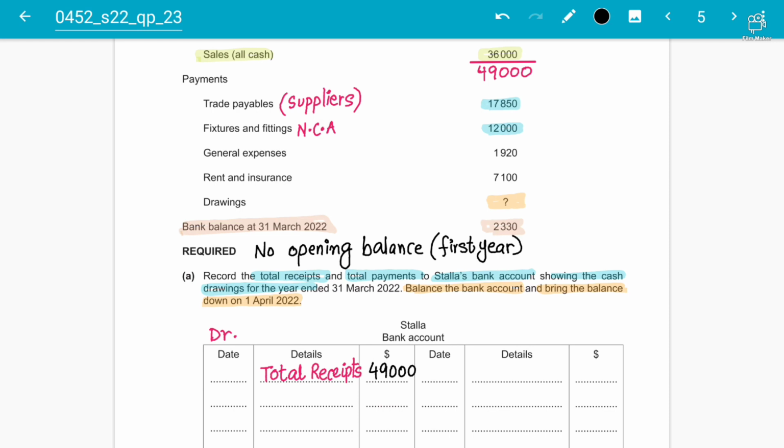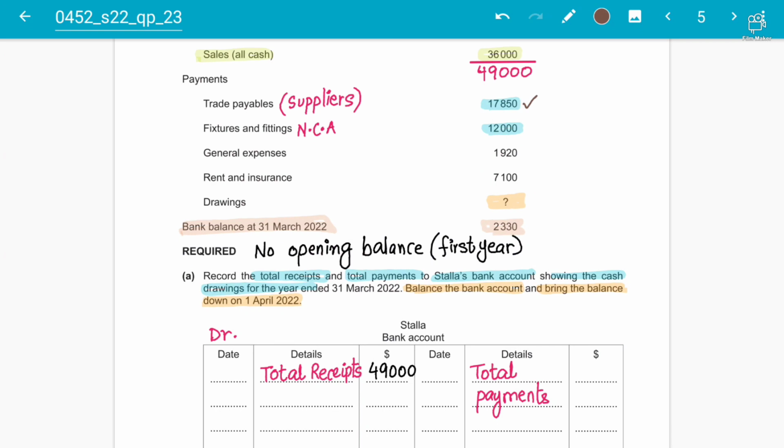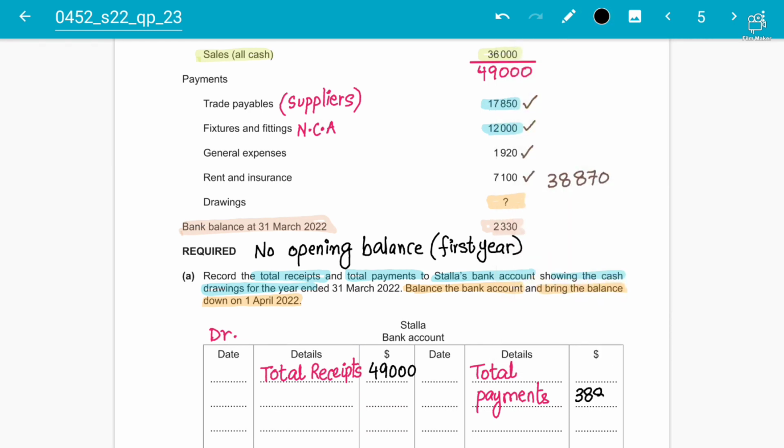Okay, so here we go, we got total receipts here, and now we write down total payments here. Whatever total payments are, so just add all the payments that you know. So we are going to add 17,000, let me just put ticks, 17,850, 12,000, 1,920, 7,100. Okay students, so you have to add all these. Okay, and here we go, we have added all of them. I'm getting them as 38,870. Okay, so I added them and I got 38,870, when I don't know what the drawings amount is, so it is 38,870 here.